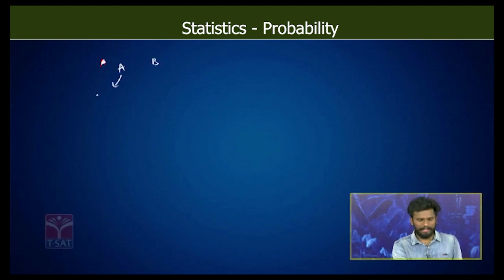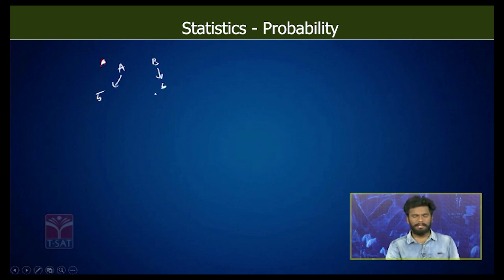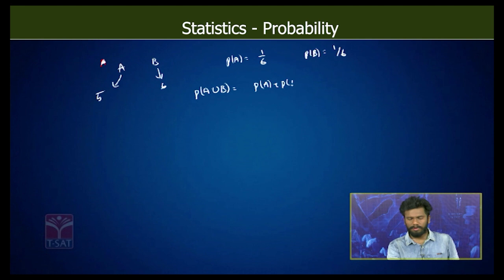My event A is getting a number 5 and event B is getting a number 6 when a die is rolled. Now the probability of occurrence of event A is 1 by 6, and the probability of occurrence of event B is 1 by 6. It is the same. Now probability of occurrence of A or B is equal to probability of A plus probability of B minus probability of A intersection B.